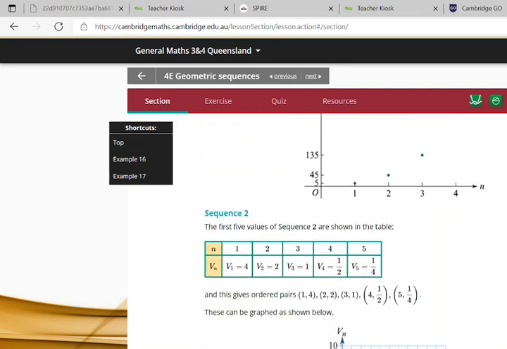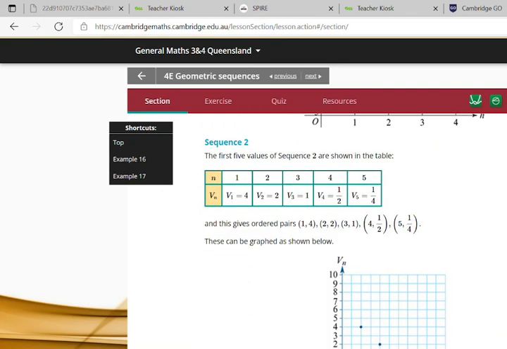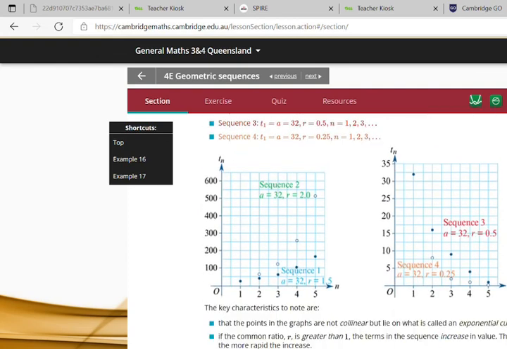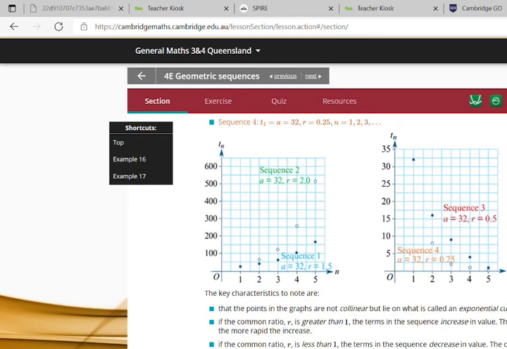Right? So you see a graph. Here you'll see this one is a graph of decay because it starts high and then goes closer and closer and closer to 0, but never quite gets there. Right? Infinitely smaller. Okay? All right. So you're going to have to graph some geometric sequences as well.